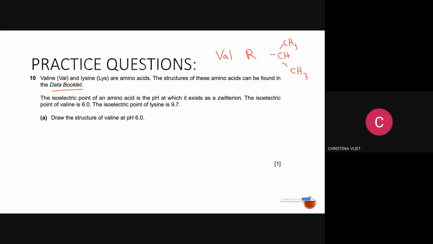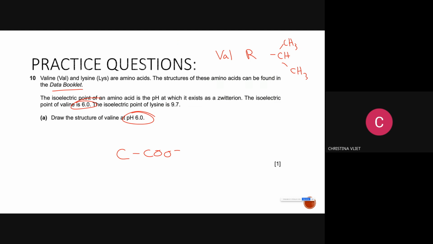What are the 3 groups I have to have? For an amino acid, I have to have 3 specific things always. What's the first one? Carboxylic acid. I need carboxylic acid. Now, should it be written COOH or COO minus in this instance? Minus, right? Yes. Because we're at the isoelectric point. So we're at the zwitterion, right?